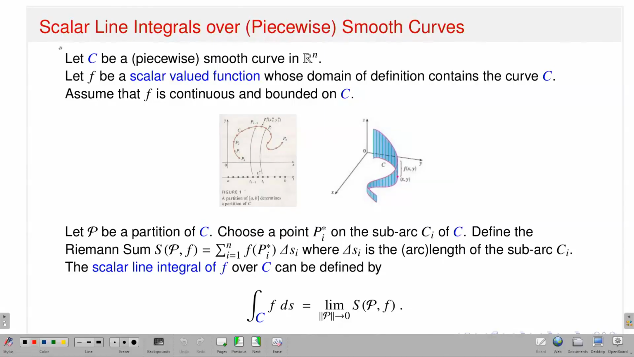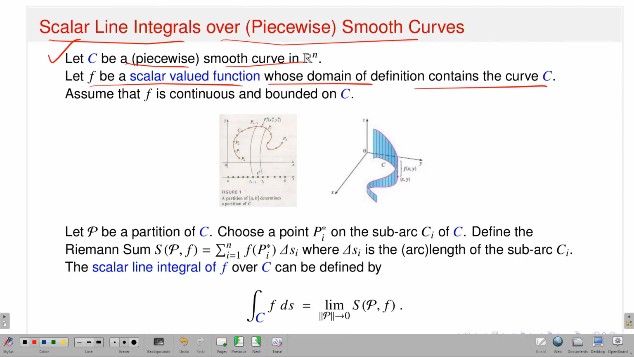Now, once I have the notion of partitions of a curve, then you will see in the next slide that I can define the meaning of what is called the scalar line integral. Look, so scalar line integral over a piecewise smooth curve, scalar line integral. So, let C be a piecewise smooth curve in Rn. Now, suppose I have a function which is scalar valued, that is very important because I want to talk about scalar line integral. So, let f be a scalar valued function whose domain of definition contains the curve C.